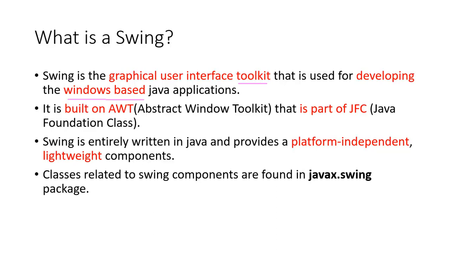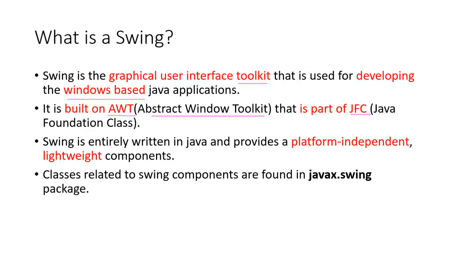Now just to recall, Swing was built on the Abstract Windowing Toolkit. Where did we use this? We have already studied applets, and when we developed applets, we were using the AWT, which was the previous toolkit used for developing GUI applications. Swing is part of the Java Foundation Classes.